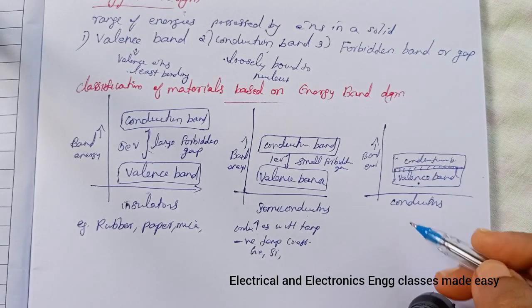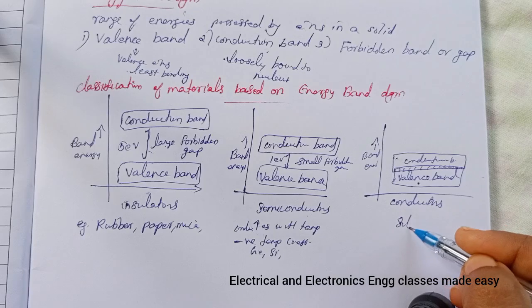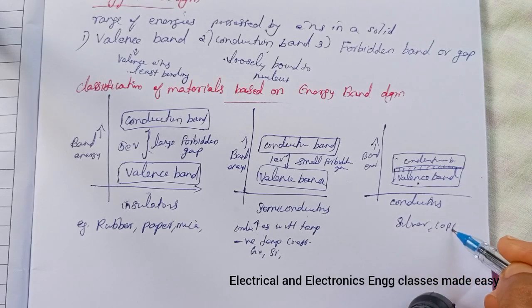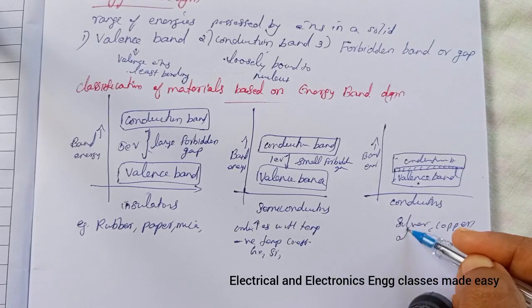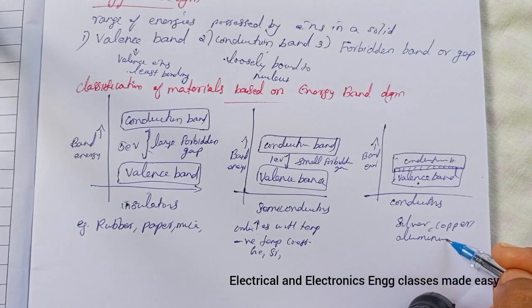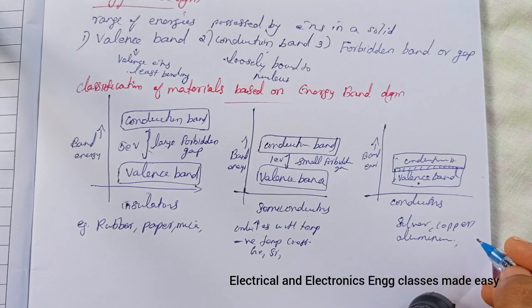And examples of conductors are silver, then copper, aluminum, then nickel, iron, etc.